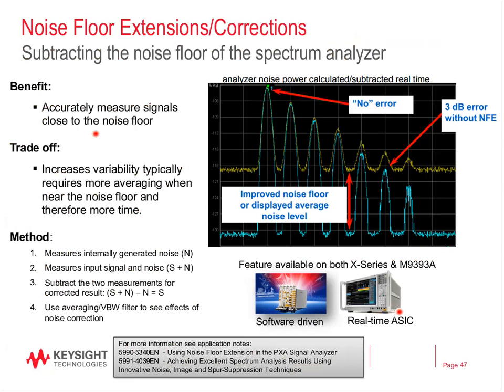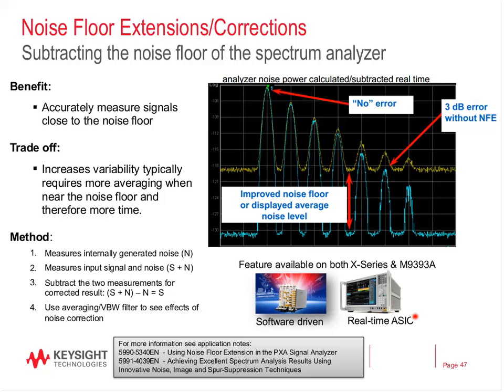Okay. So it's a good way to accurately measure signals close to the noise floor. So if you're getting close to the noise floor of the spectrum analyzer, turning on noise subtraction is always a good thing. The trade-off is time. Typically, you want to have more averaging when you have noise floor subtraction because there's a higher degree of variability. But that's only needed if you're close to the noise floor. Now, if you have enough carrier to noise ratio, that might not be necessary. So you'll have to balance the two.